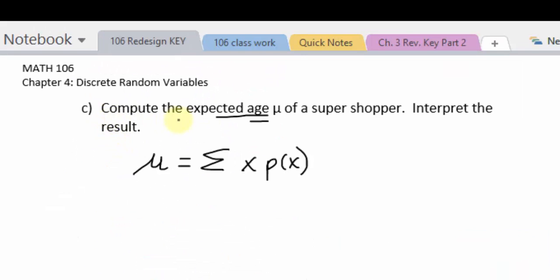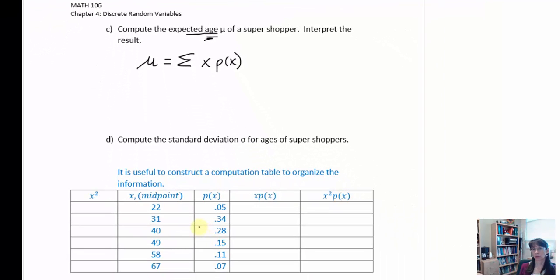For Part C, we want to compute the expected age, which is mu, of a super shopper, and then we'll interpret the result. Well, the formula for the expected value is to sum the x times the probability of x values. So if we were to construct a table, that would help us to organize all of the information, and then it would also be helpful from there to calculate the standard deviation.